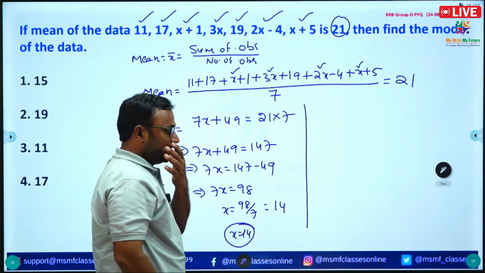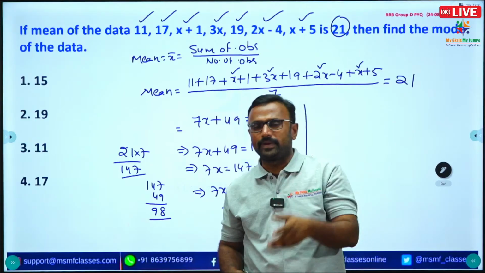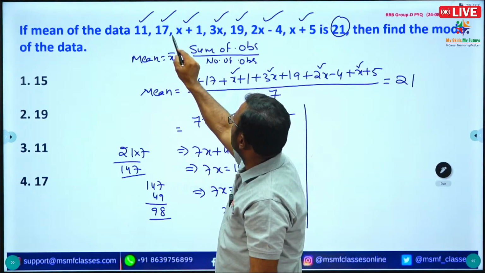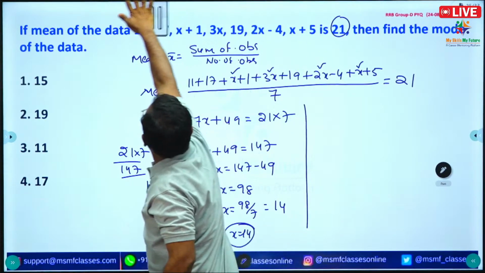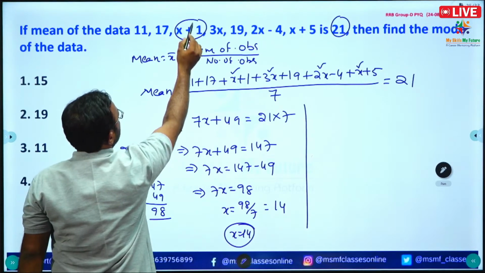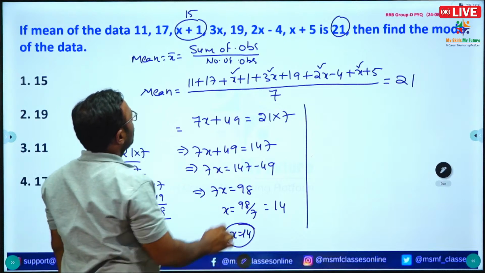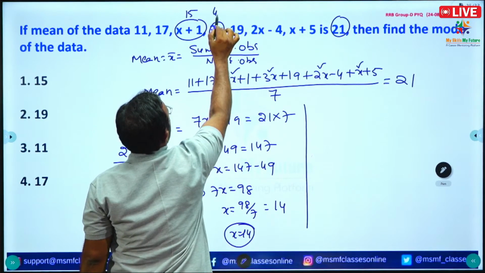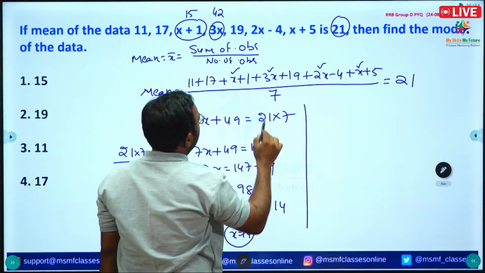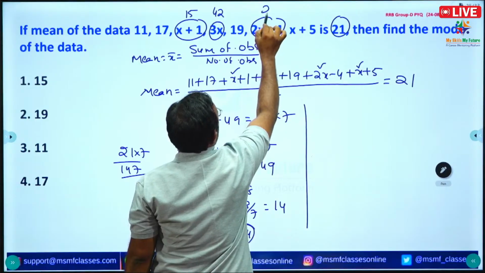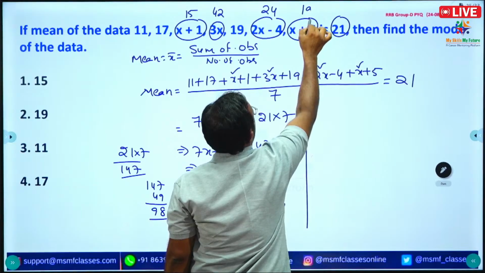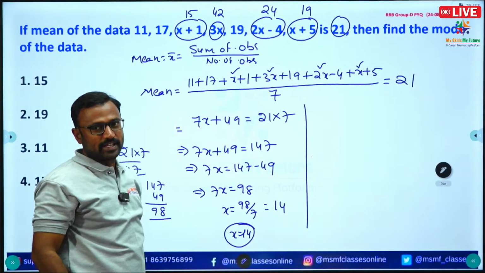Okay, so what is the mode value? Mode means the most repeated value. So just substitute the x value in these terms. Here we get 11, 17. So once again I am showing here. x is 14, so 14 plus 1, we get 15. 14 threes, we get 42. And 14 twos, 28 minus 4, we get 24. And 14 plus 5, we get 19. These are the numbers they actually gave.